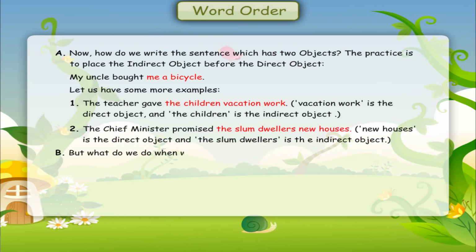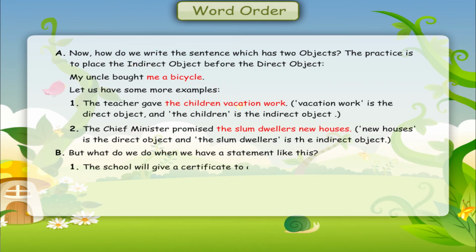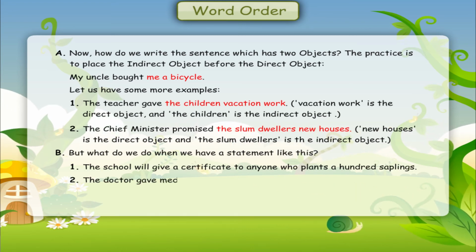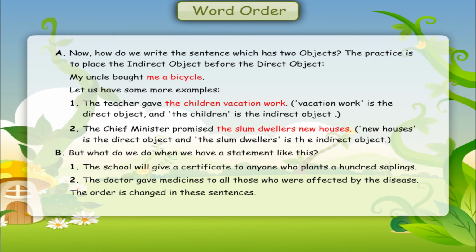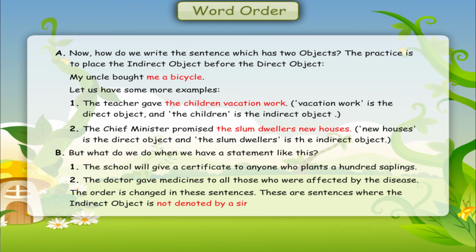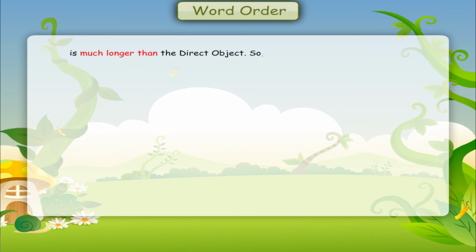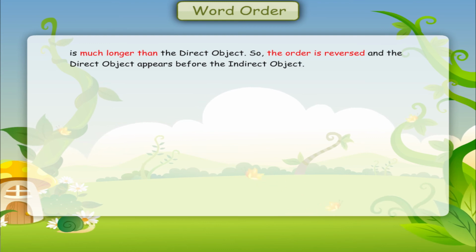But what do we do when we have a statement like this? The school will give a certificate to anyone who plants 100 saplings. The doctor gave medicines to all those who were affected by the disease. The order is changed in these sentences. These are sentences where the indirect object is not denoted by a single word or term. The indirect object is much longer than the direct object. So, the order is reversed and the direct object appears before the indirect object.